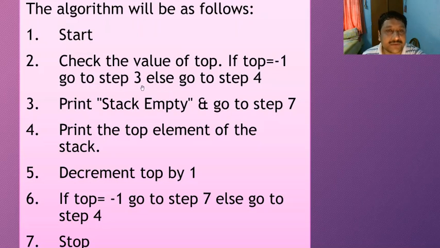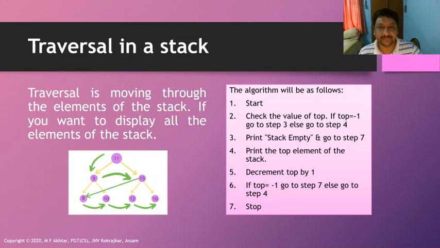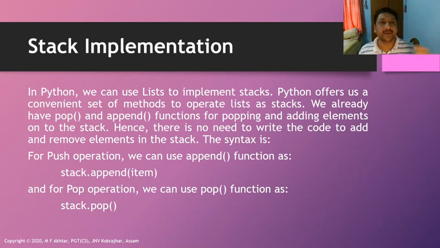If the stack is not empty, then only we can print the top element of the stack, and then the value of top is decremented, and this will continue in a loop until the value of top becomes -1. Otherwise we have to continue this loop one by one. We have to check each and every element. This is the traversal. Now we are implementing this stack in the Python language.